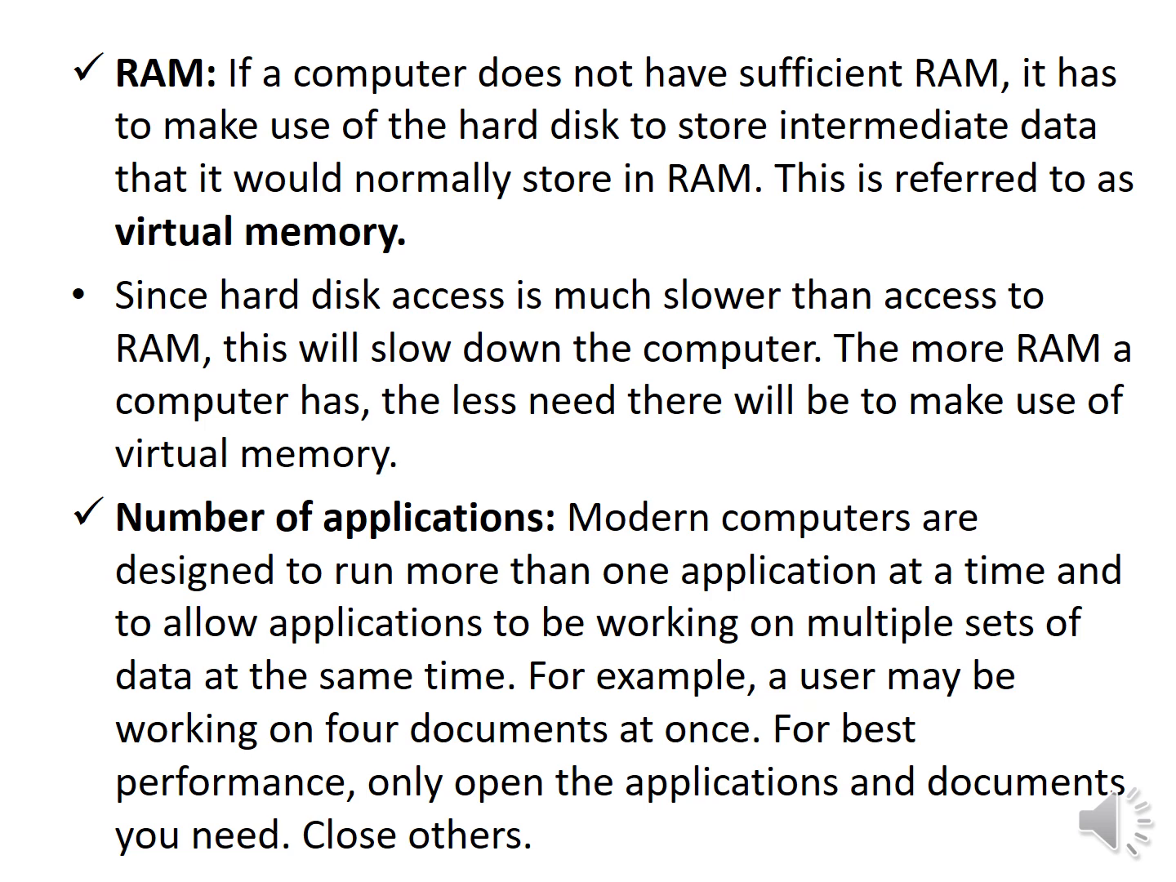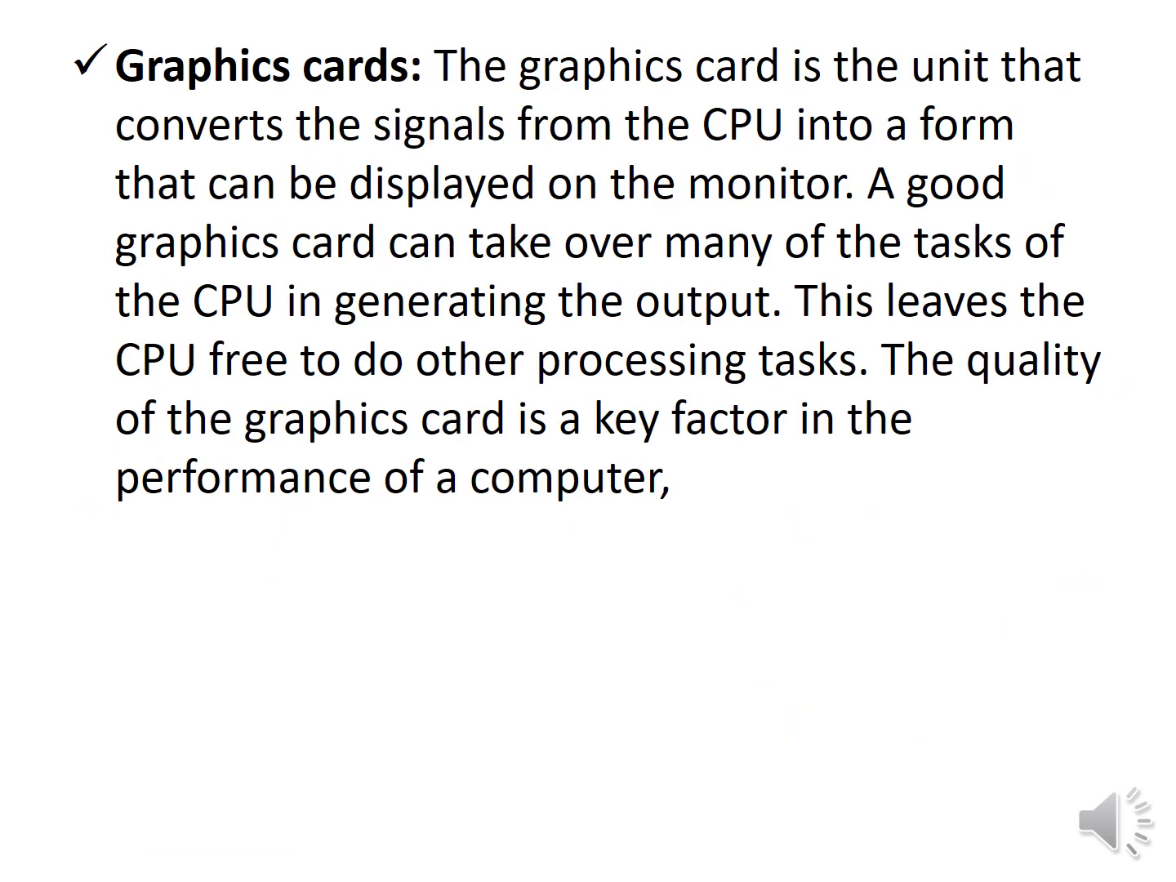Number of applications. Modern computers are designed to run more than one application at a time and to allow applications to be working on multiple sets of data at the same time. For example, a user may be working on 4 documents at once. For best performance, only open the applications and the documents you need and then close the others.